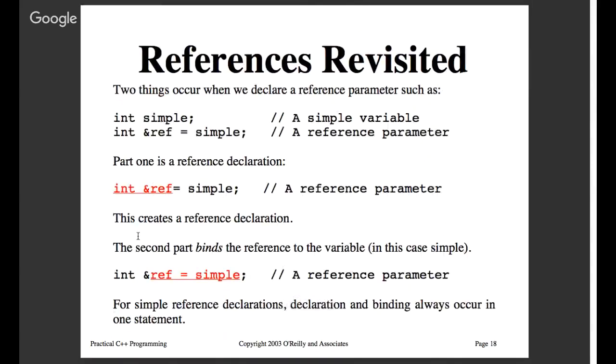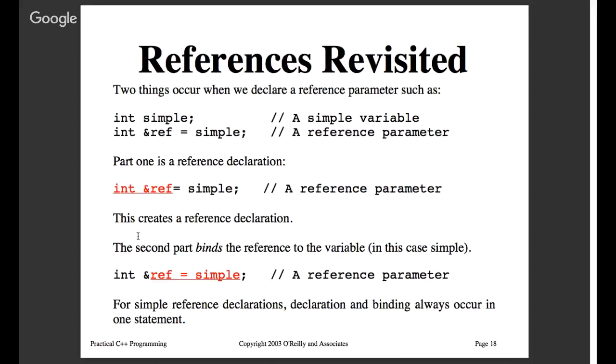And references, we'll talk more about this as weeks go on, but keep in your head again tonight, two things occur when declaring a reference parameter. The top one's what we've been using thus far, which is a simple parameter of a variable. The second one is a reference parameter. You'll notice it has the ampersand symbol before the reference equals simple. This is a reference parameter. Part one is a reference declaration in red. And then it's a reference parameter.